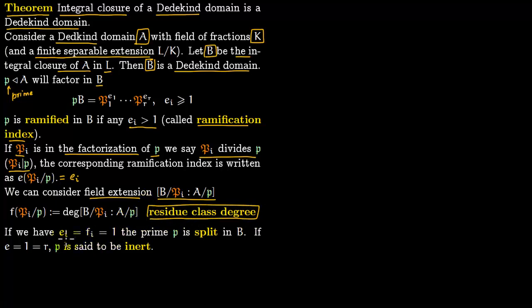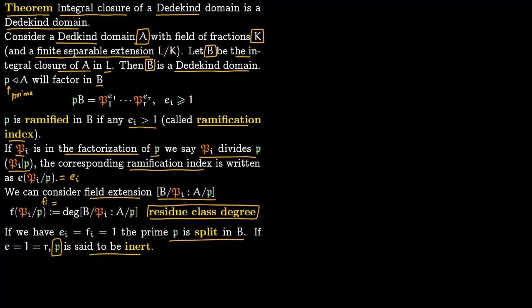Now if e_i is 1 and this residue class degree, which you can again call f_i, is also 1, where e_i is the ramification index and f_i is the residue class degree, then the prime is said to split in B. If you have just one factor here, not a bunch of factors, so r is just 1, and the index e_i is also 1, then this prime P is said to be inert.